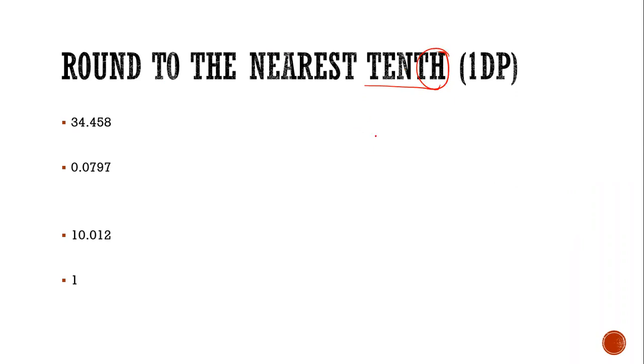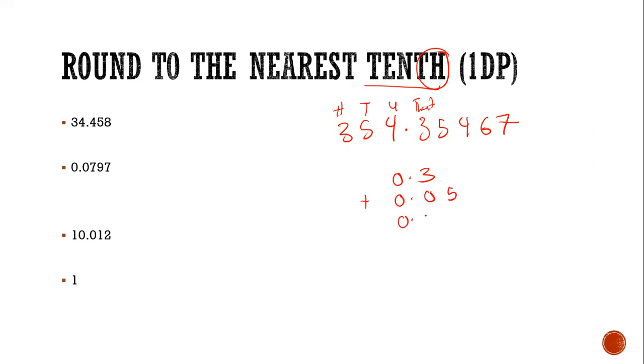Normally, if we talk about numbers, let's say we have 354, we say units, tens, hundreds. But once we have a decimal, let's put 3.5467, just random numbers. The first number after the decimal is the tenth, because it's like saying 0.3 plus 0.05 plus 0.004 plus 0.0006. So this is what we call the tenth.